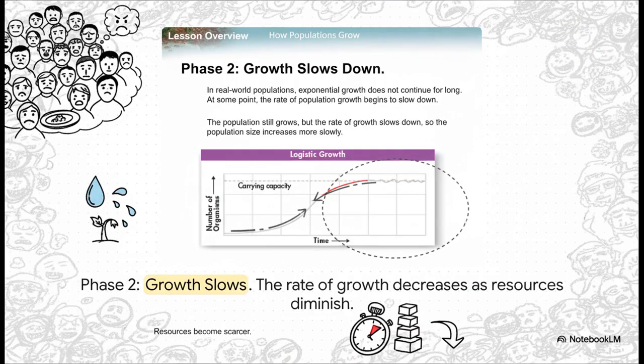We hit phase 2. This is the turning point. As the population gets bigger, things get crowded. Food starts getting a little scarcer. Maybe predators notice. The population is still getting bigger, sure, but the rate of growth, how fast it's growing, is slowing down. You can literally see the curve starting to bend.